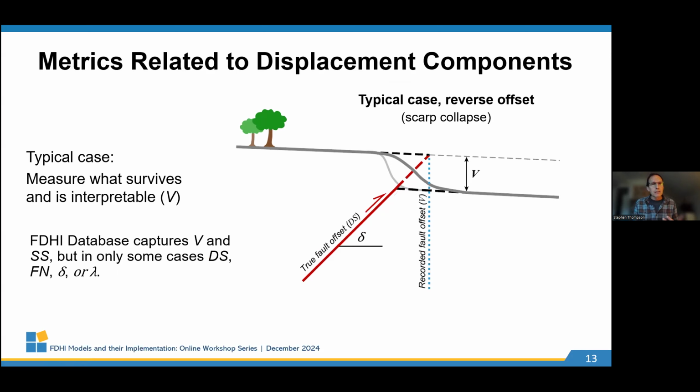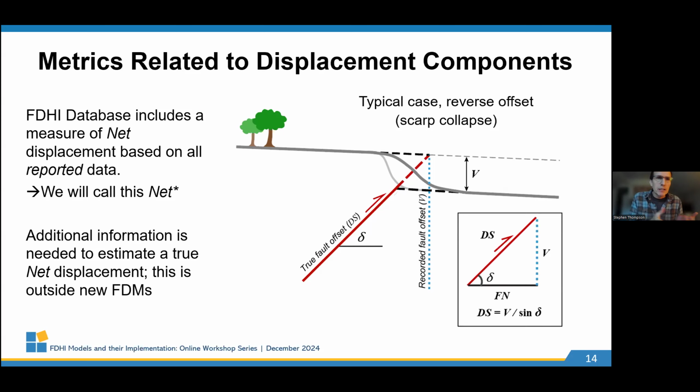So as Alex mentioned, the FDHI database is very rich in measures of vertical displacement and in strike slip or lateral displacement, but only in very few cases do we have well-recorded dip slip or fault normal displacements or direct measurements of that fault dip and rake.